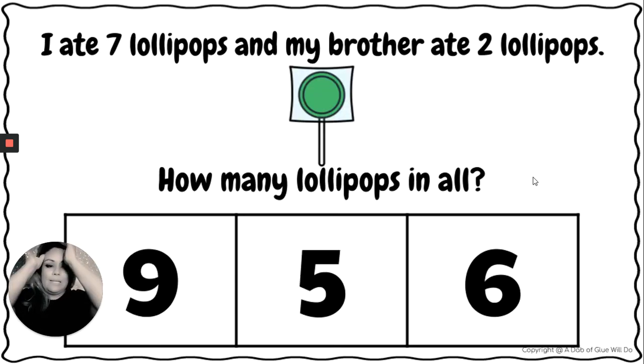Next number sentence. I ate 7 lollipops. Oh my goodness, 7 lollipops, and my brother ate 2. 1, 2. How many lollipops in all? That's right, 9. Let's say the addition sentence starting with 7. 7 plus 2 equals 9. Write it.